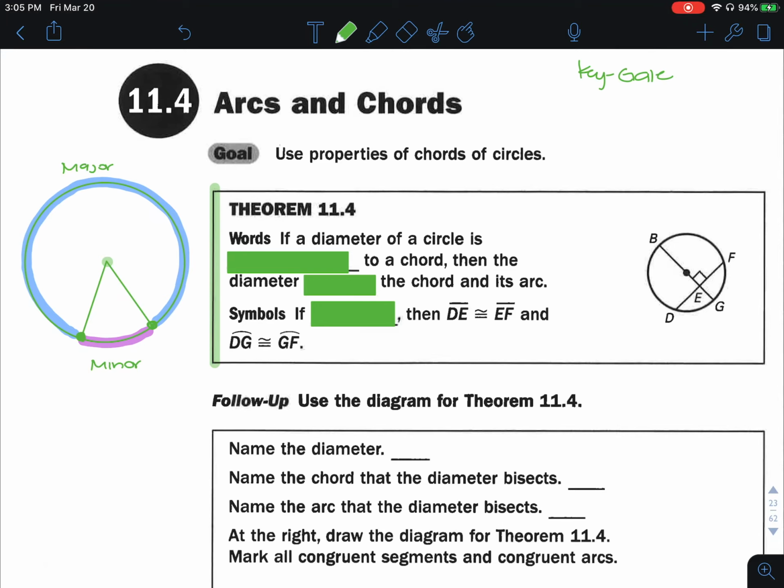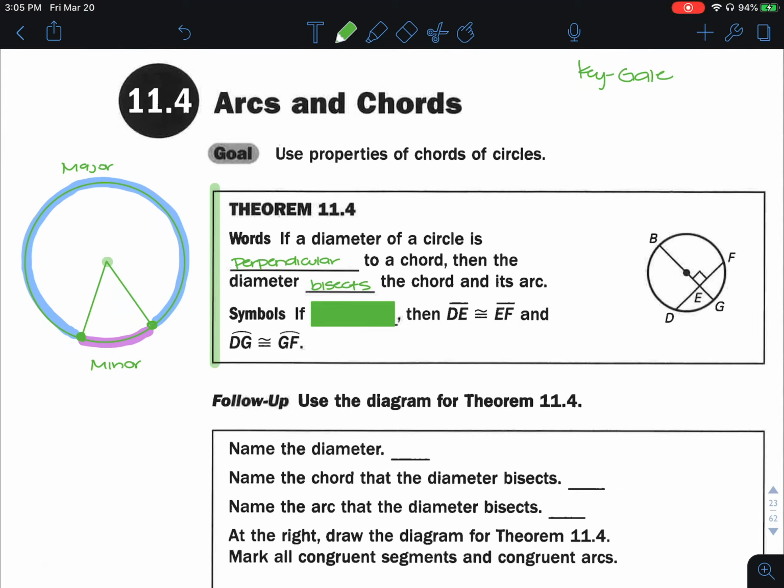Okay, so let's talk about 11.4. Arcs and chords. So theorem 11.4, if a diameter of a circle is perpendicular, again, we know perpendicular to be 90 degrees, right angle, okay? If a diameter of a circle is perpendicular to a chord, then the diameter bisects the chord and its arc. Again, bisect means to divide in half. We know what a chord is. A chord is a segment inside a circle that does not go through the center, but touches a circle twice inside.